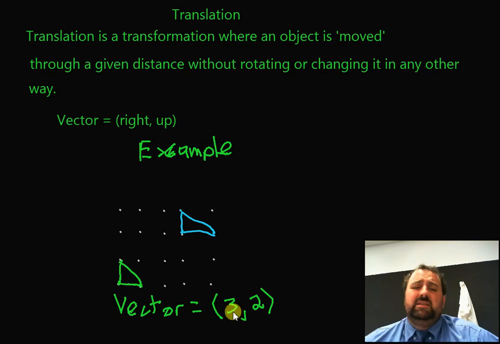Note here, guys, that it is possible for these numbers to be negative. If our movement to the right is negative, that means we're moving left. If our movement up is negative, that means we're moving down.